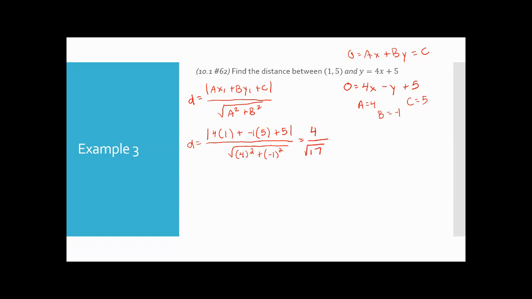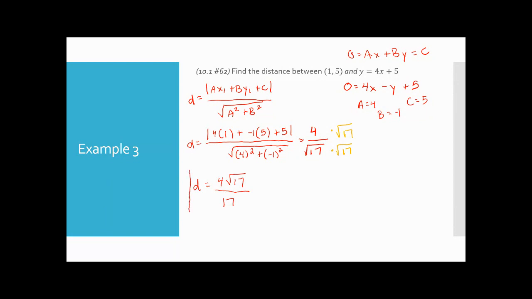Now, when we have square roots in the denominator, we need to rationalize the denominator, and that means we multiply the top and the bottom by what the square root is. So I'm going to multiply the top and the bottom by the square root of 17. So that gives me d is equal to 4 times the square root of 17 over 17. The square root of 17 times the square root of 17 cancels out the square roots, and you're just left with 17.